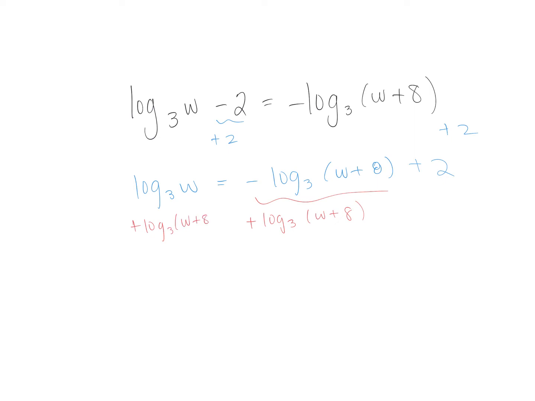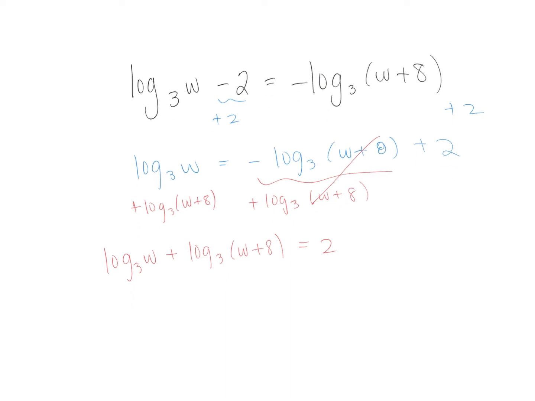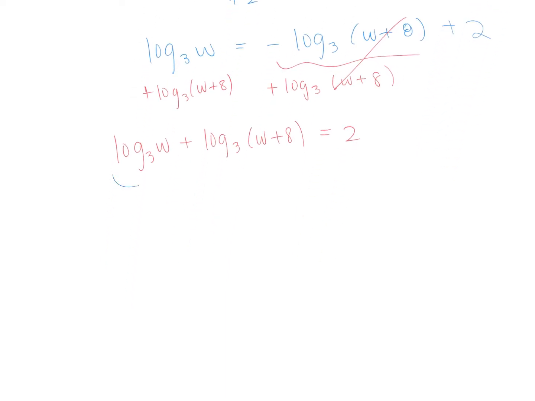And so on the left side of our equation, we're going to have log base 3 of w plus log base 3 of w plus 8 is equal to 2, since those would cancel out. So now when we have those two logs together, we're going to combine those using our properties of log. If you have two logs being added, you can rewrite it as a single log of their product. So I'm writing w times that w plus 8. So the w and w plus 8 get multiplied, and we have that single log.